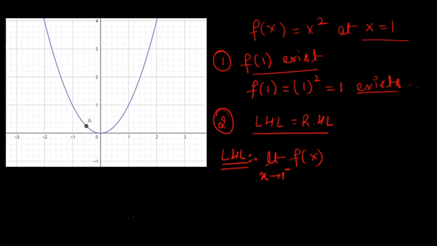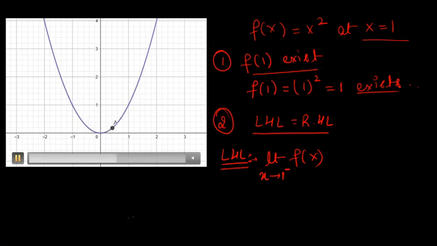Let's see the graph. What is the graph saying? As x is approaching 1, you can see that the value of the function is also approaching 1, right? Here the y-axis represents f of x and this is the x-axis. As x is approaching 1 from the left hand side, the value of the function is also approaching 1. So the left hand limit is equal to 1.